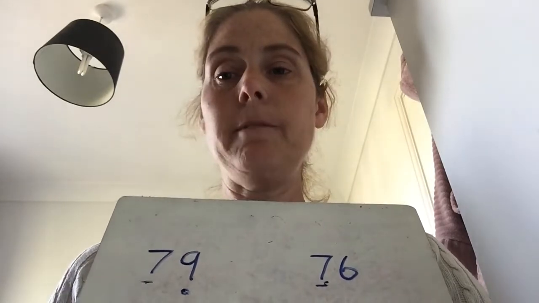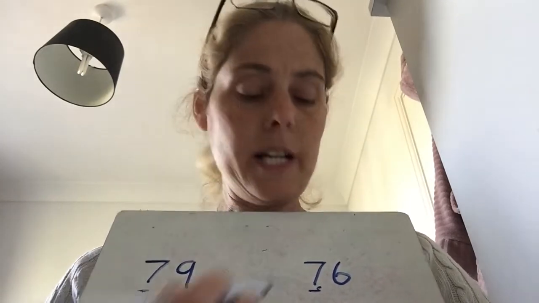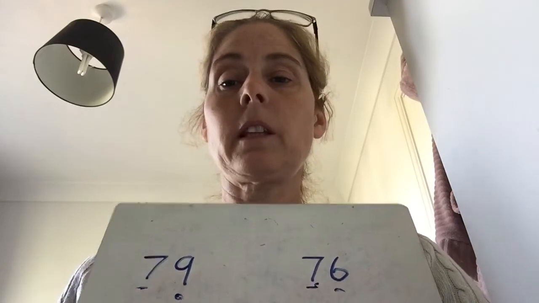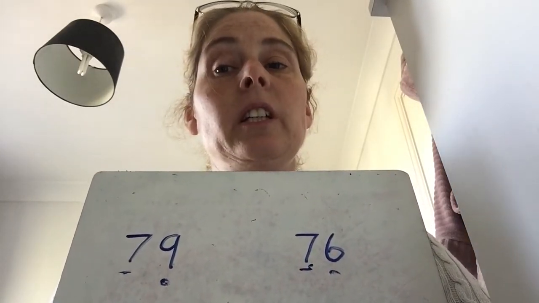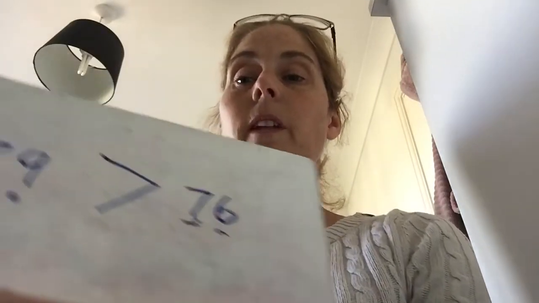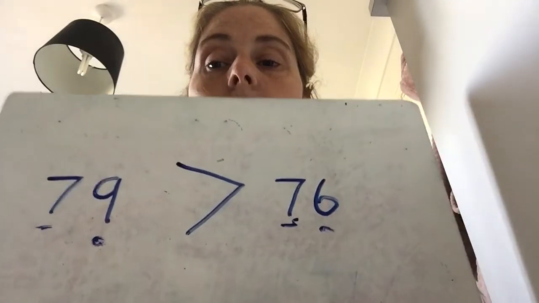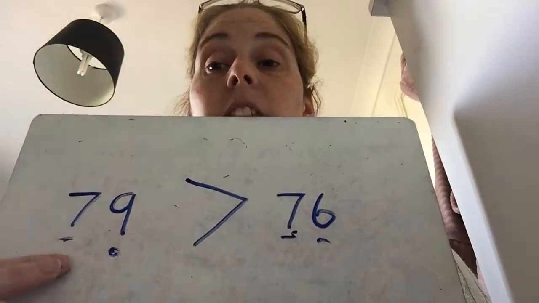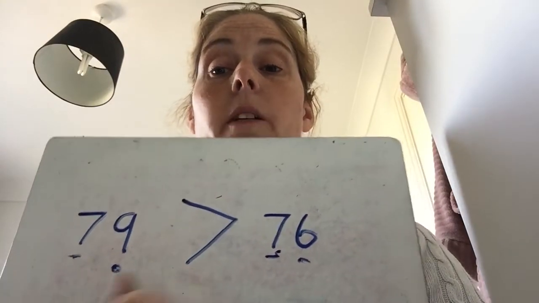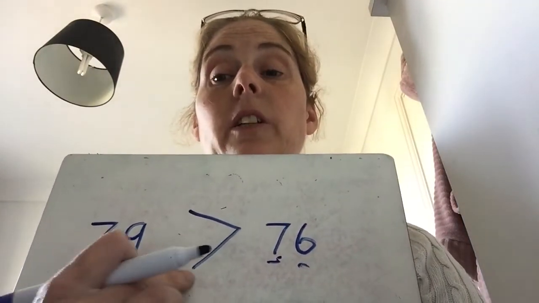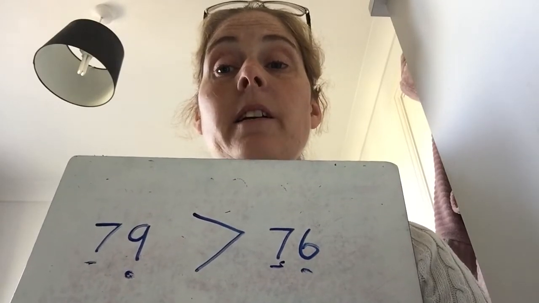Okay, so look carefully. How many ones here? 9. And how many ones here? 6. So which way is the crocodile mouth going to face? You tell the adult. I'm going to put it in and see if you got it right. You ready? There we go. The crocodile mouth is facing 79 because it is bigger. It's got more ones, hasn't it? This has got 9 ones and this has only got 6 ones. So this is bigger.